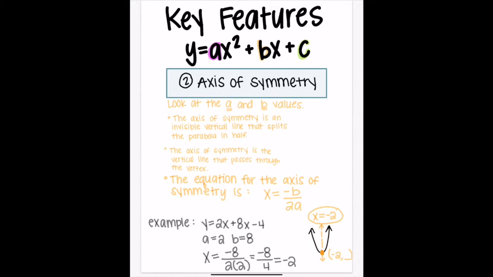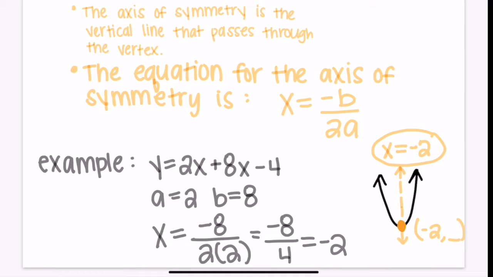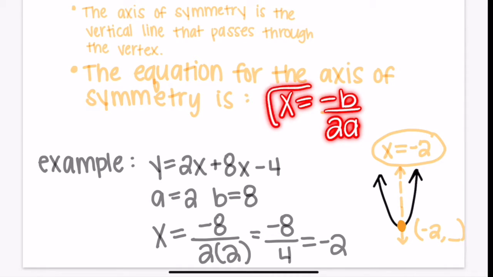Now, if you don't have the graph to look at, there is an equation to find the axis of symmetry. To find the axis of symmetry, you have to look at the a value and the b value and use this formula. The axis of symmetry is x equals negative b over 2a. Because this is a vertical line, it's always going to be an x equals line.